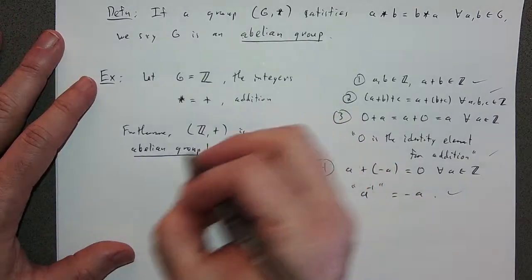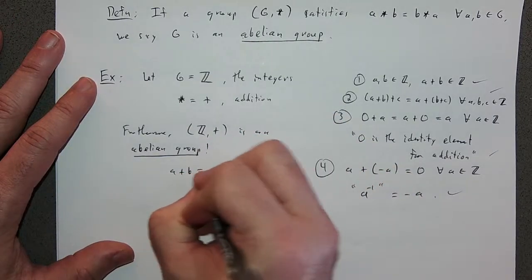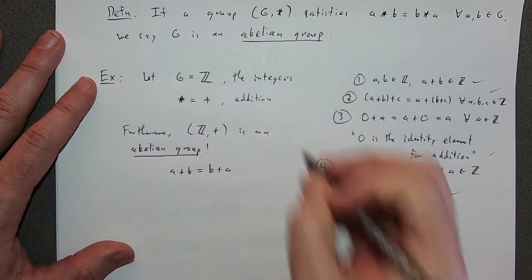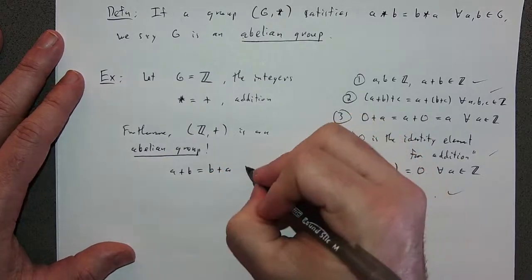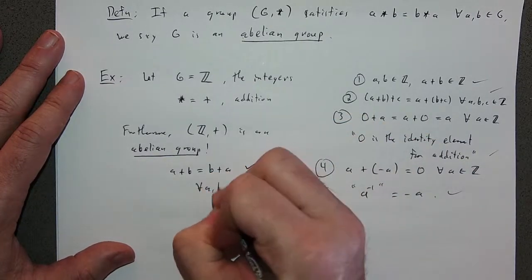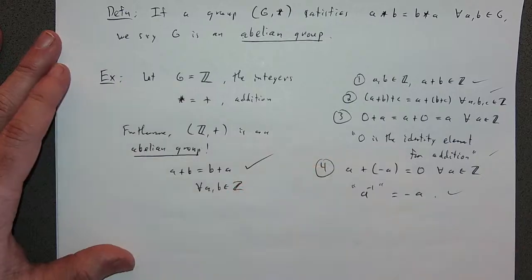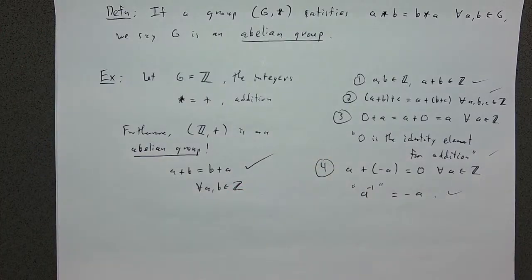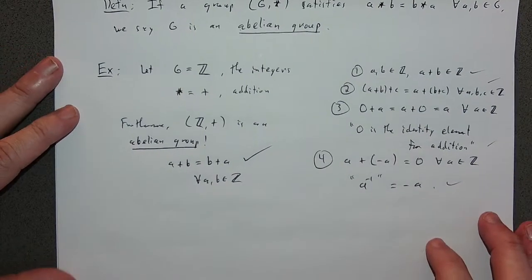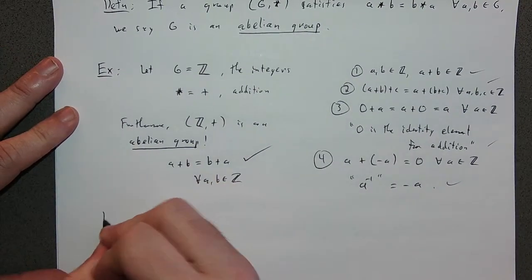Right? In fact, integer addition is commutative for all integers. So it is an abelian group, even. Okay. Let's maybe do another example.